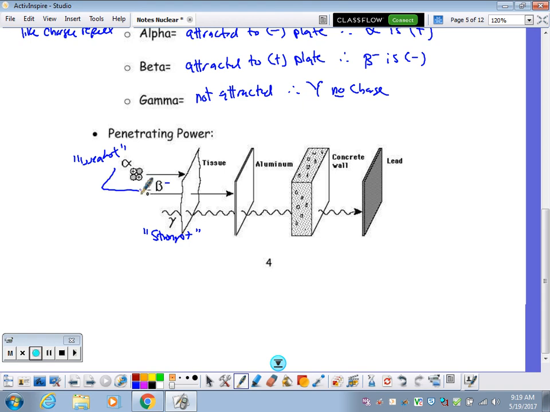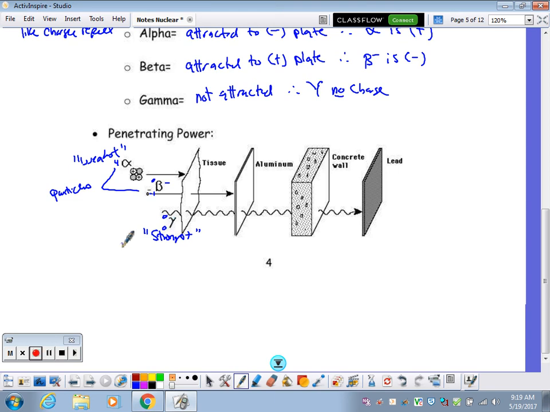Alpha and beta, notice that they have mass, a mass of 4, and, well, the beta has no mass, but it has an atomic number, where gamma has no mass and a 0 for atomic number. Alpha and beta are considered actual particles of matter like an atom. Gamma, no mass, no atomic number.